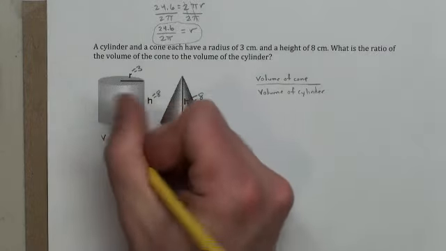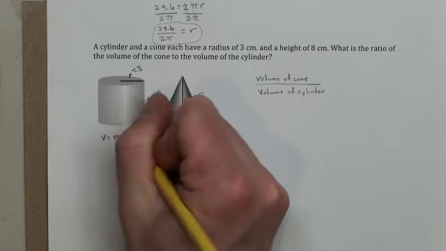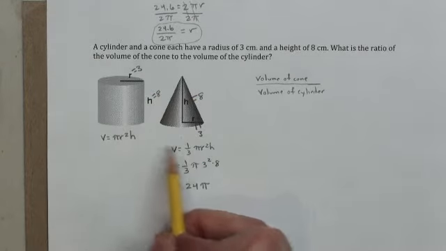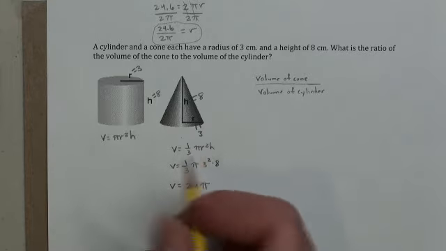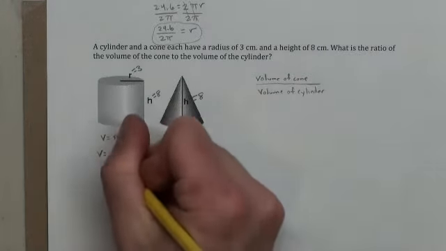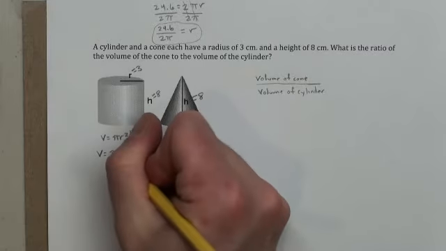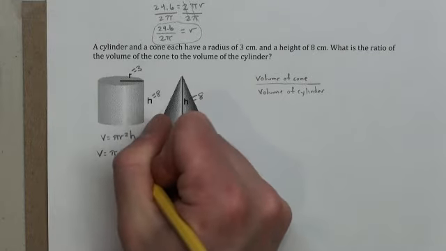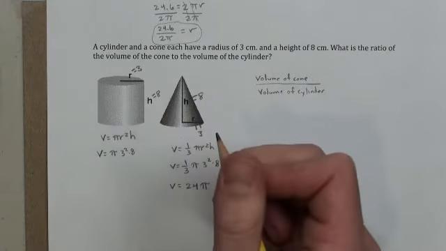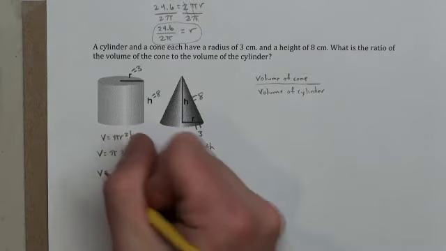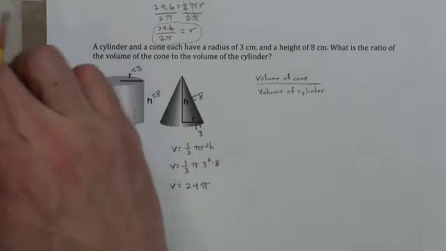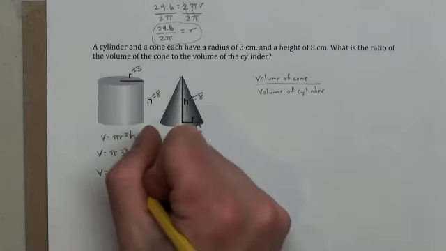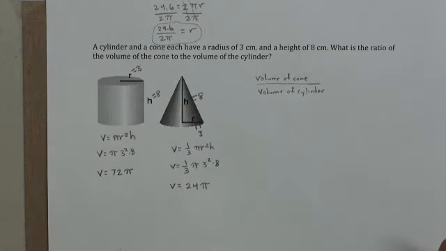The volume of a cylinder is just pi r squared h. You see the difference? It's very close. This one is 1/3. That's the only difference. So volume equals pi times 3 squared times 8. Let me just double check that. 3 squared times 8 is 72 pi.